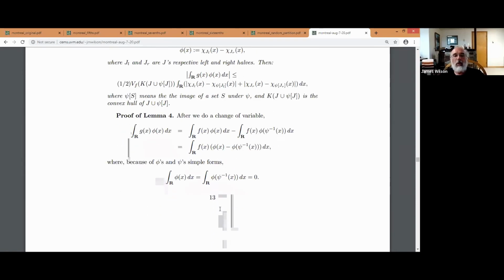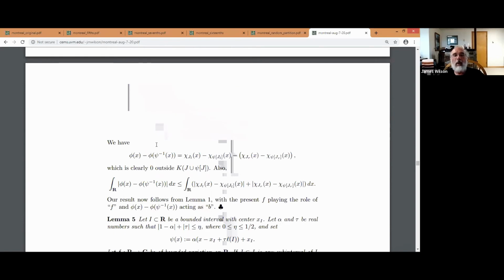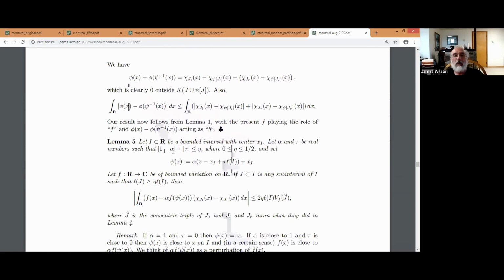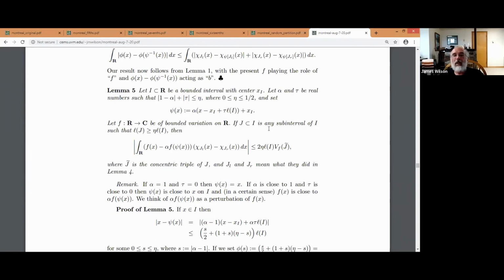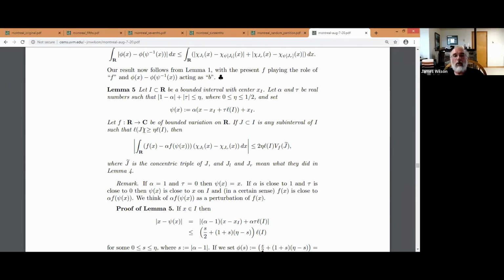Okay, and so we can use this down here, this lemma 5. Suppose you have a bounded interval I with center xi, and you have real numbers alpha close to 1, tau close to 0, and you have this function psi, alpha times x minus xi plus tau times the length of I, and you have f of bounded variation. If you have a subinterval J of I which is not too small, and you take f minus alpha f psi against something like this, then it's bounded by eta times the length of I, and then the total variation of f over the triple of J. And that comes from some simple geometric arguments: f minus alpha f psi against this is the same as f against a corresponding shift of these functions. You're shifting intervals by a little bit and maybe dilating a little bit, and you can understand that something like that has small L1 norm.